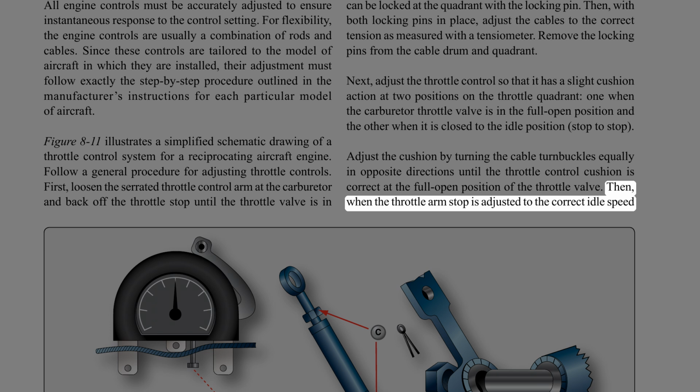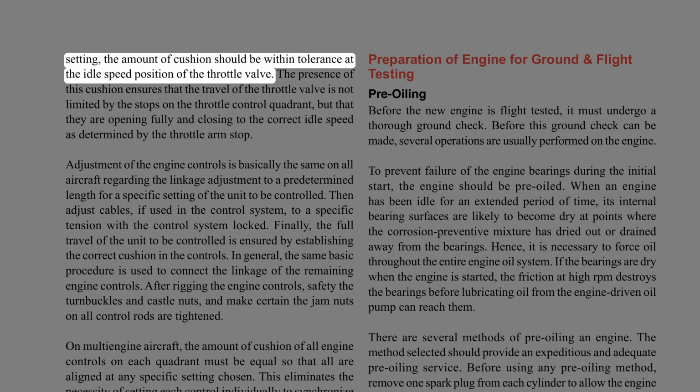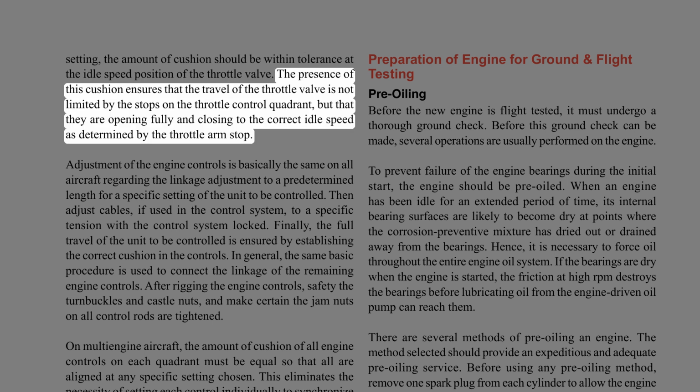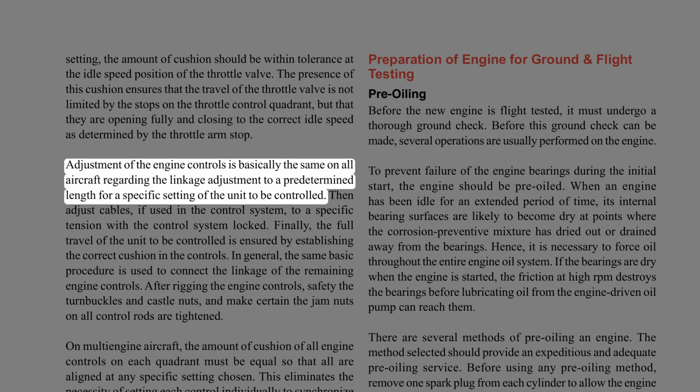Then, when the throttle arm stop is adjusted to the correct idle speed setting, the amount of cushion should be within tolerance at the idle speed position of the throttle valve. The presence of this cushion ensures that the travel of the throttle valve is not limited by the stops on the throttle control quadrant, but that they are opening fully and closing to the correct idle speed as determined by the throttle arm stop.